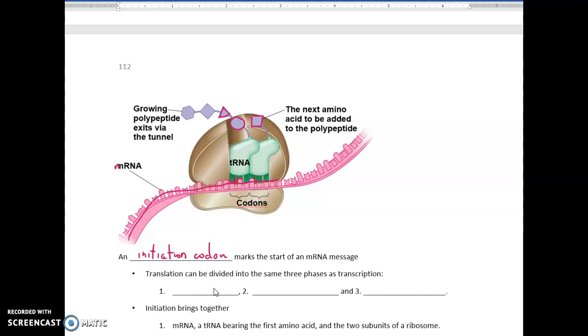So the translation of RNA into polypeptide can be divided into three phases. The first one is initiation. Elongation just makes the strand longer, and termination ends the strand.